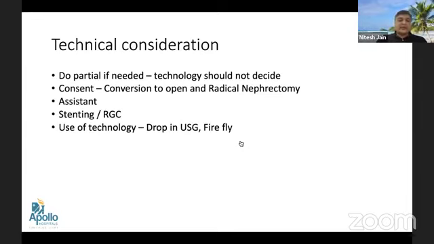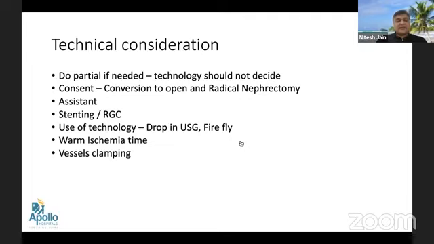Use of technology, again, it all depends, especially in case of an endophytic tumor, where the tumor is very centrally located. A drop-in ultrasound is very useful, and Firefly technology can be used, as I have told earlier. Warm ischemia time, Dr. Rahul has already said a lot about it. I am not going to go into detail. Vessel clamping, again, it depends on surgeon to surgeon.